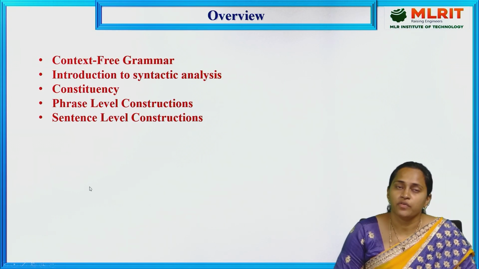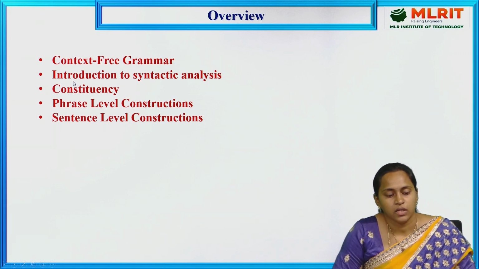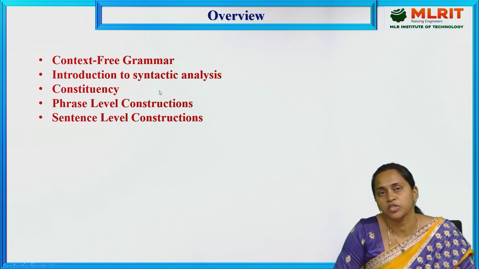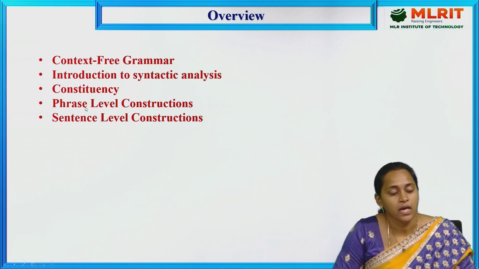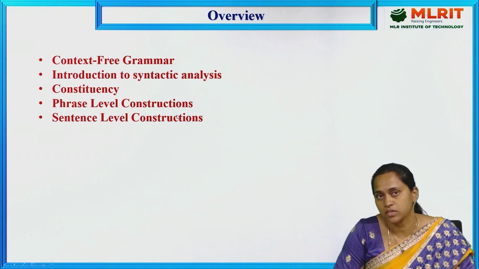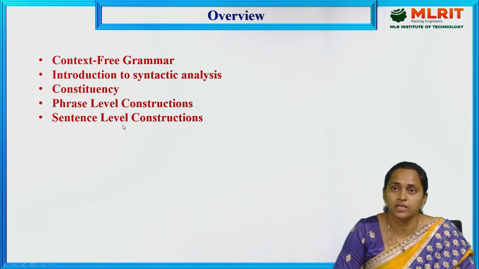Coming to the overview of the session, first we discuss context-free grammar. We are already very familiar with context-free grammar from compiler design. Next, the introduction to syntactic analysis. Next, constituency, and phrase level constructions and sentence level constructions. That means there are two types in constituency: first, phrase level constructions, and second, sentence level constructions.